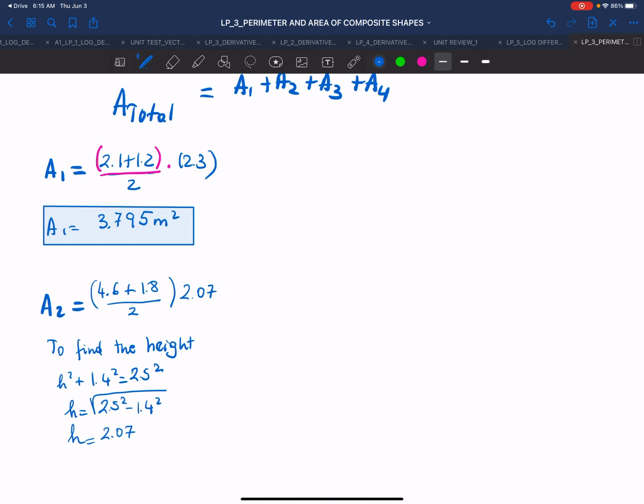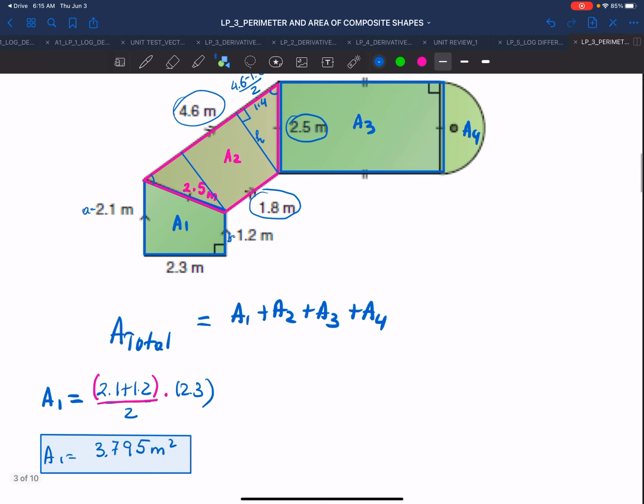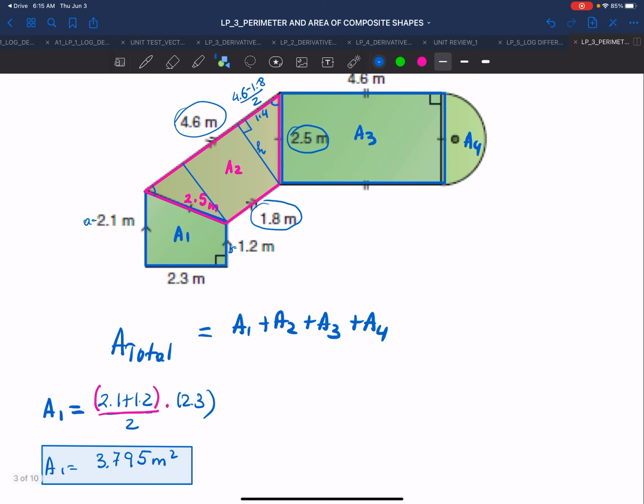So use a calculator, and 4.6 plus 1.8 over 2 times 2.07. And the answer I got is 6.624. So I will round it to 6.6, which would be sufficient. And that would be in meters squared. So the next shapes that we see in here are shapes A3 and A4.